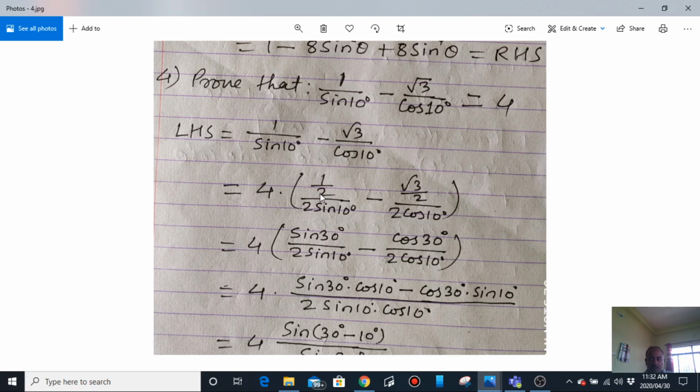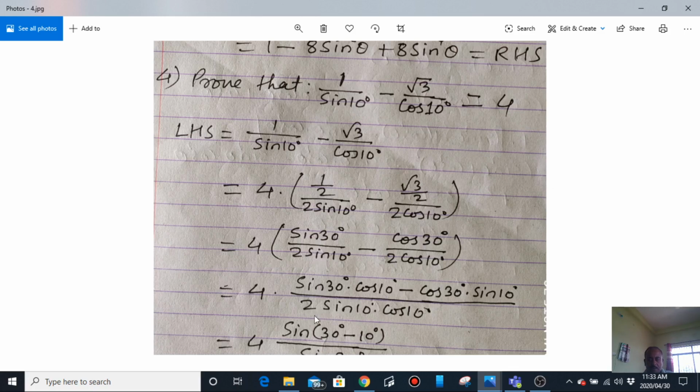So this way, mind it, 1 became 1 by 2, and this 4 means 2 into 2. So to balance, you have to place 2 in the denominator of the numerator and here. So this 2 and this 2 together make 4. So this is balanced. So 1 by 2 sin 10 degree minus root 3 by 2 cos 10 degree. And you know 1 by 2 means sin 30 degree, root 3 by 2 is cos 30 degree.